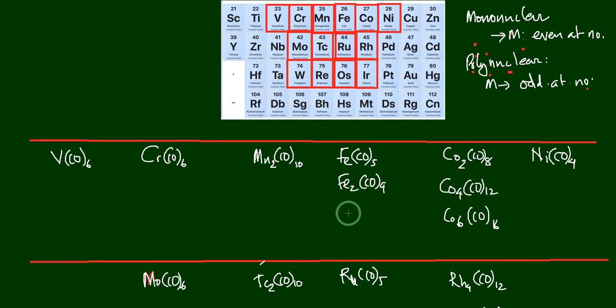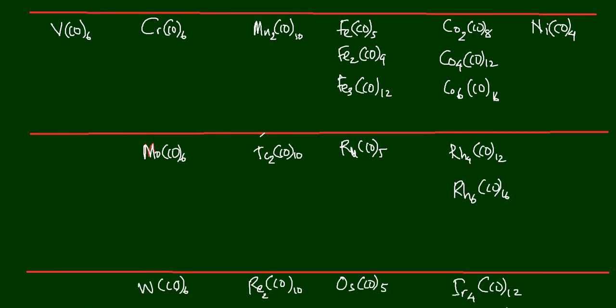Or you can see Fe3(CO)12. These are also polynuclear complexes. So even if iron's atomic number is even, it is giving polynuclear complexes. And then when we are coming to the next element, that is ruthenium, its atomic number is 44, which is an even atomic number. Still, it is giving polynuclear complexes. For example, you can see Ru3(CO)12. That's a polynuclear complex.